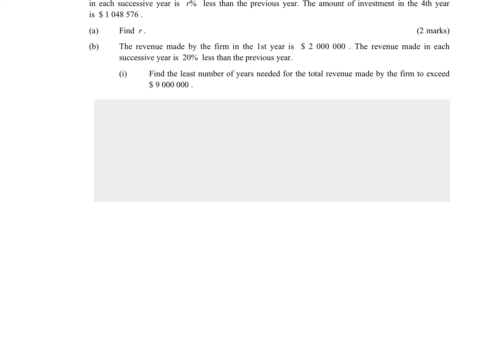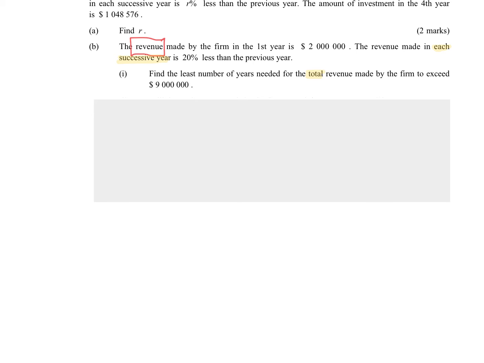Part B. In the previous part, it was about investment. This time, it will be about revenue, about income. The revenue made by the firm in the first year is 2 million. And then the revenue made in each successive year, again, as you can see the words here, each successive year, means every following year will be 20% less than the previous year. So find the least number of years needed for the total revenue made by the firm to exceed 9 million. Very important word, total.